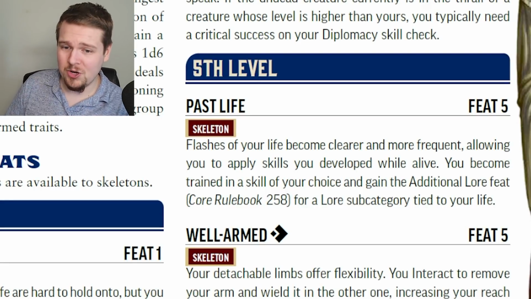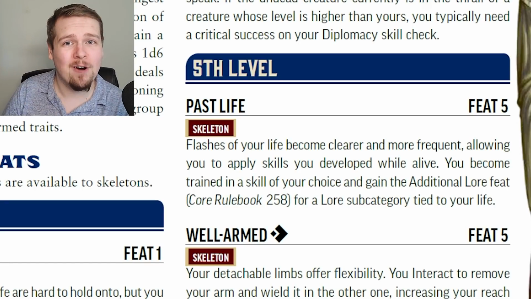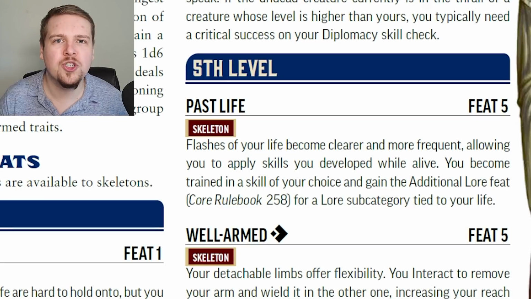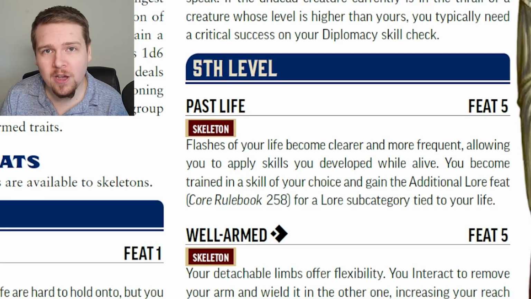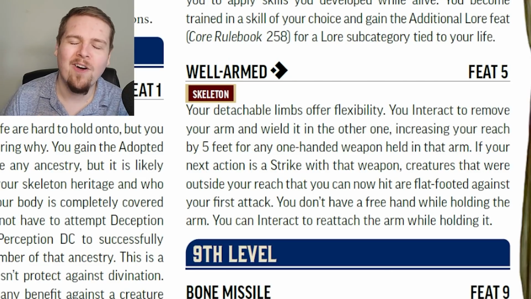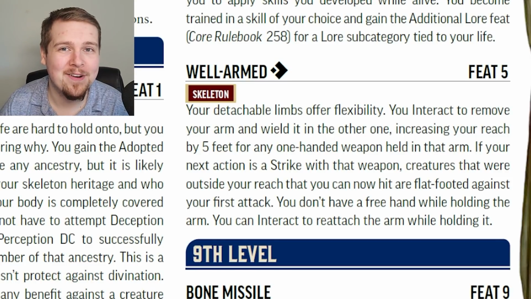It can be good, don't get me wrong, especially once you're that far into a campaign, being able to choose a lore to just have, that's pretty good. It's just sad that it doesn't increase at higher levels. Okay, well-armed might be the best thing I've read in a while.